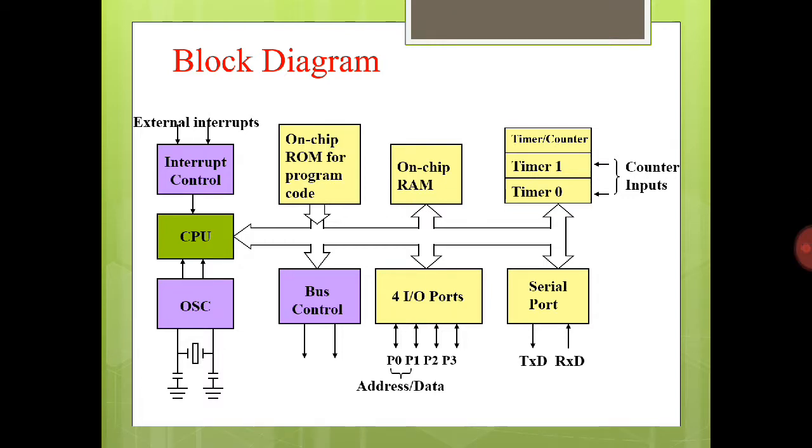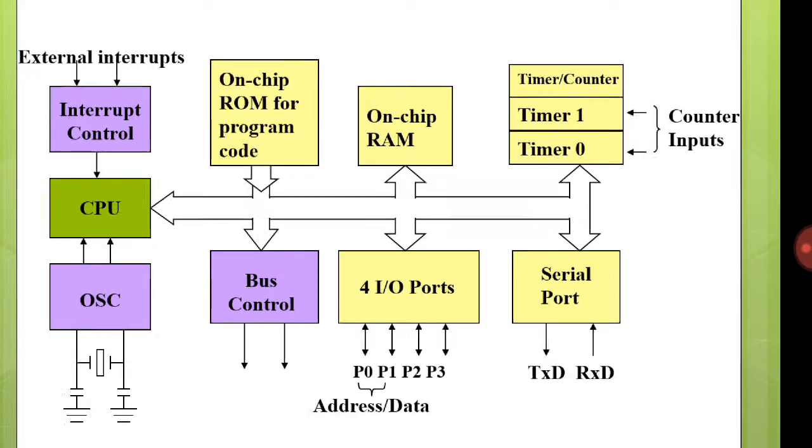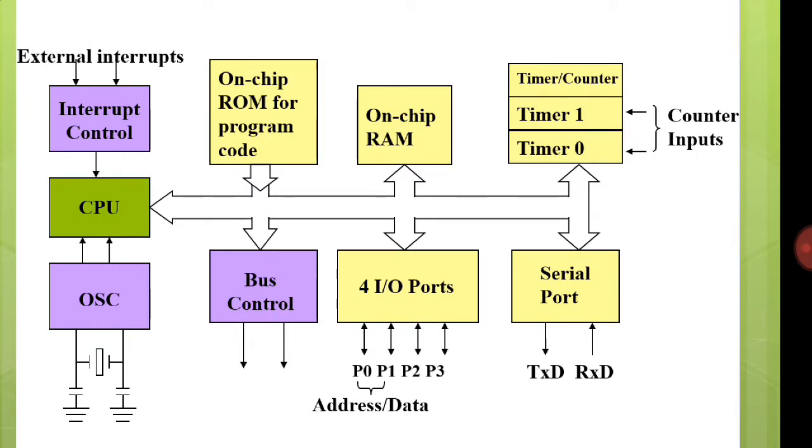As we discussed previously, the 8051 microcontroller consists of 4 input-output ports. Let us see here. That is P0, P1, P2, P3. Each port has 8 pins, so the ports are called 8-bit ports. After reset, these ports are going to act as input ports.